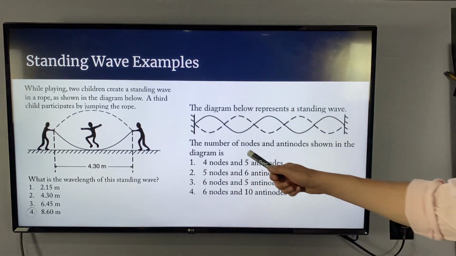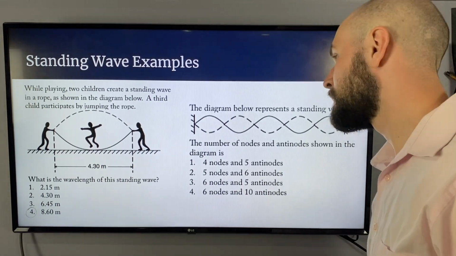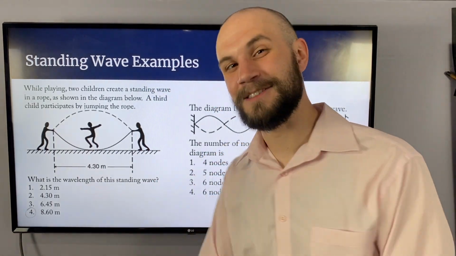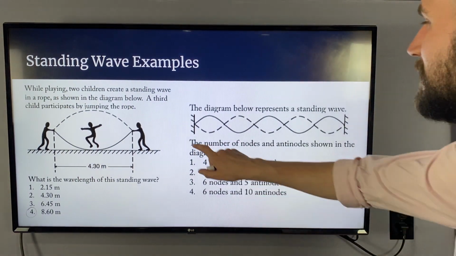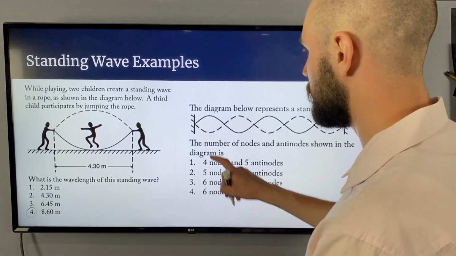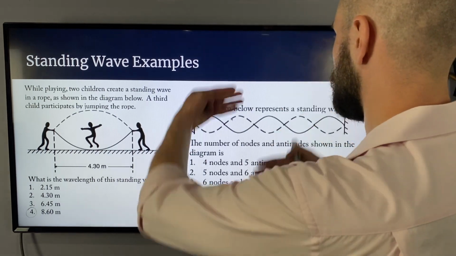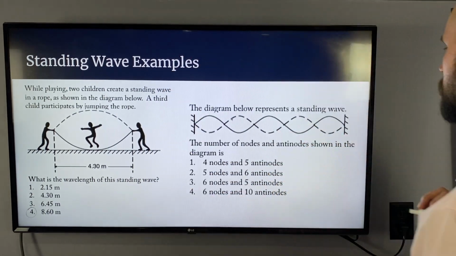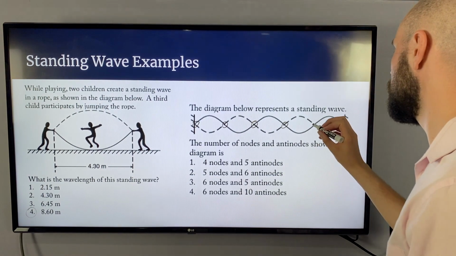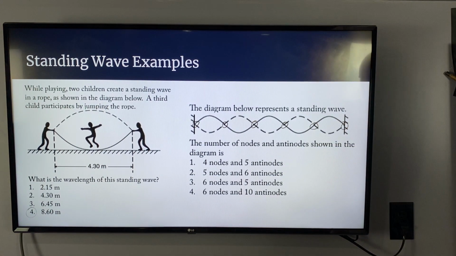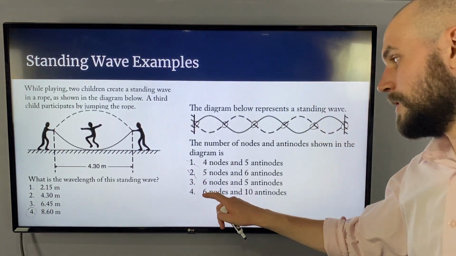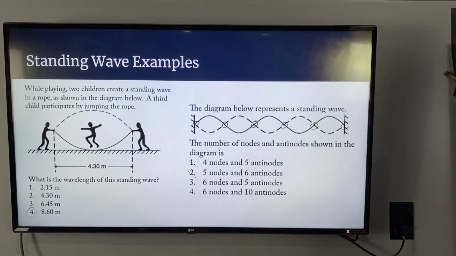So we want to know the number of nodes and the number of antinodes shown in this diagram. Well, knowing what they're asking, nodes is where nothing is occurring. Antinodes is anti-nothing, which is the maximum something is occurring. So let's take a look. Let's count where there's no motion in the rope, and let's count where there's maximum motion in the rope. The dotted line is the other location where the wave oscillates back and forth. So counting where we see nothing occurring, I see 1, 2, 3, 4, 5, 6 nodes. So already we can get rid of 1 and 2. We know that there are 6 nodes in this standing wave.